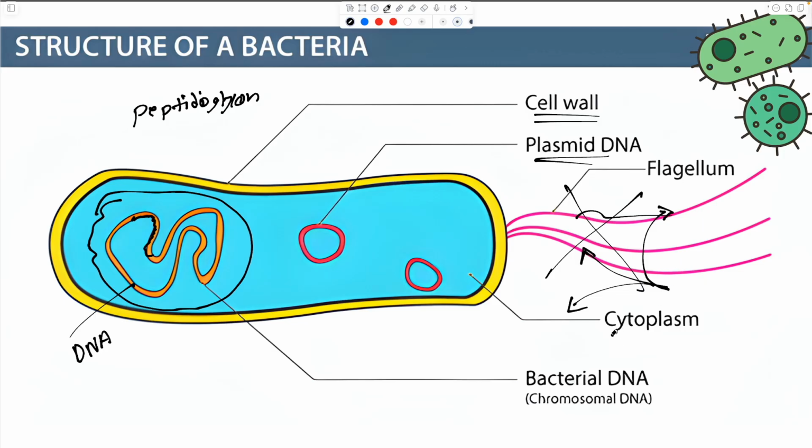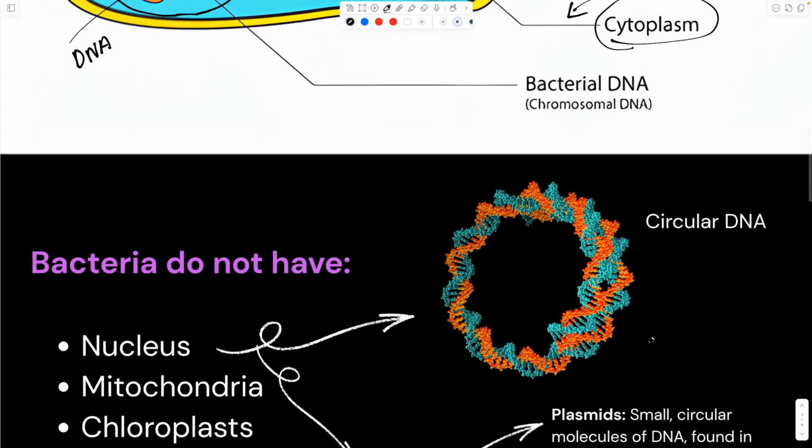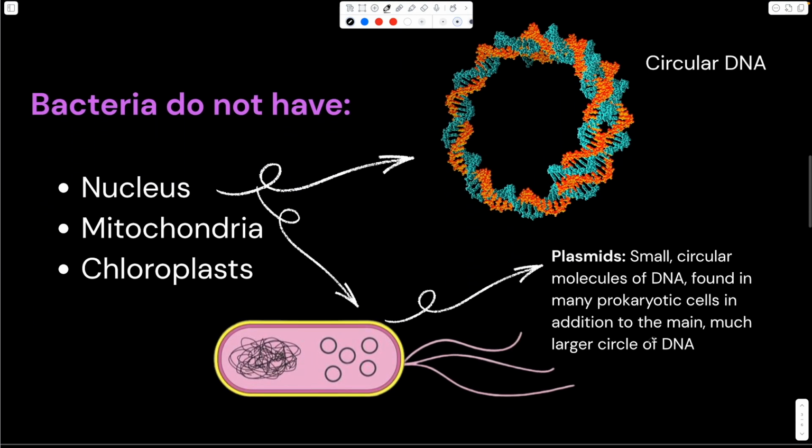Now we have the cytoplasm. The cytoplasm is a jelly-like substance where all the chemical reactions in the bacterial cell take place. Now let's look at what bacterial cells do not have. They do not have a nucleus. As you can see, there is no nucleus. It's a free-flowing chromosome. They do not have mitochondria.